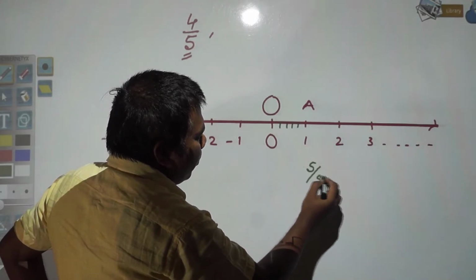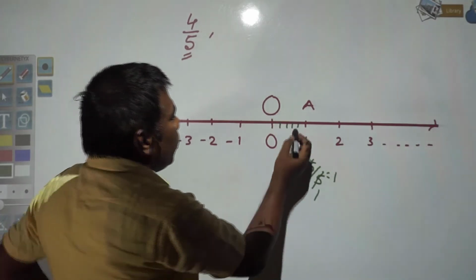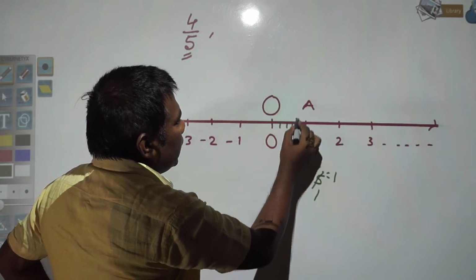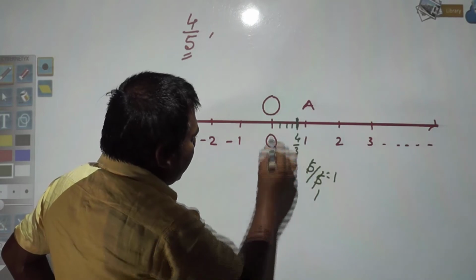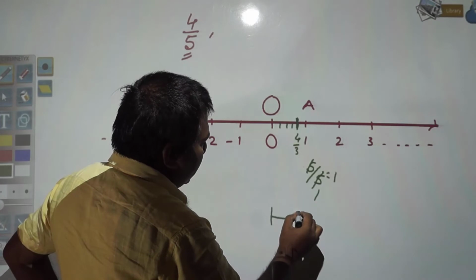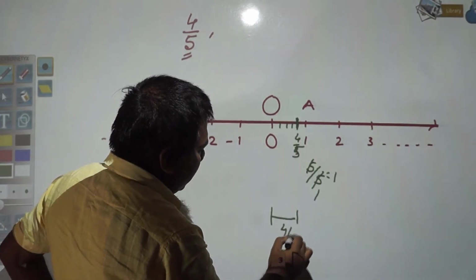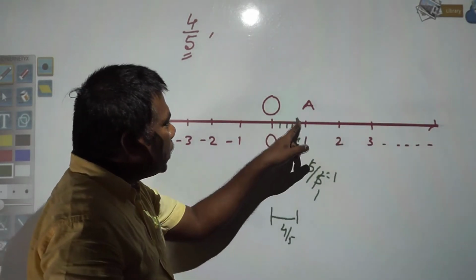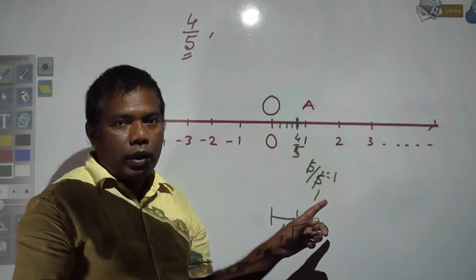Fifth one will be 5 by 5, so if you are cancelling you will get 1. So this portion, what you count, 1, 2, 3, 4. This point will be 4 by 5. So the distance between 0 and this point is 4 by 5. So on number line, if you want to show 4 by 5, this point will be 4 by 5. So in this way, some other numbers also can be denoted.